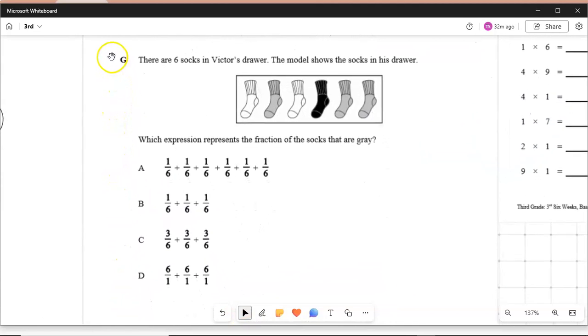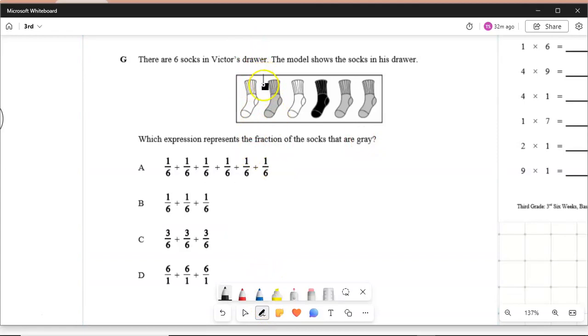G looks very similar. Okay, on this one, there are 6 socks in Victor's drawer. The model shows these socks in his drawer. Which expression represents the fraction of the socks that are gray? So I'm going to do the same thing. I'm going to make a strip diagram out of it. It looks like there's a total of 1, 2, 3, 4, 5, 6 socks in the drawer. So my denominator is going to be a 6. And out of the socks, I'm going to count those that are gray. That's 1, 2, 3. So that means 3/6 of the socks are gray.